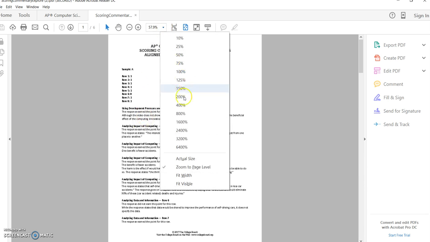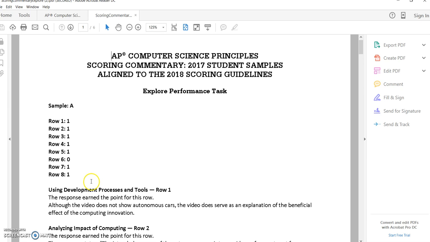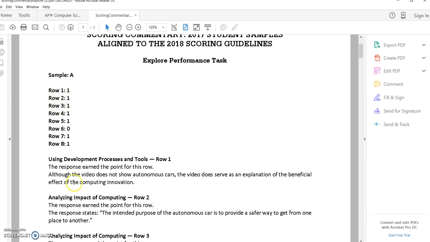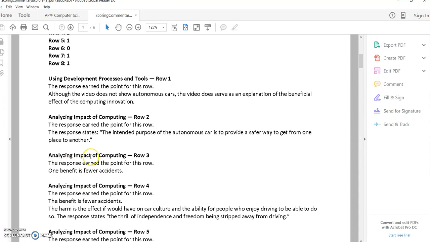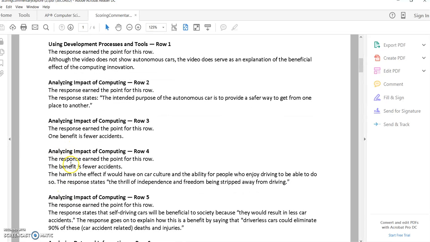they're saying about that. If I zoom in here a little bit, you can see this person got the point for row 2. And it says the response states, quote, the intended purpose of the autonomous car is to provide. So they put very plainly the intended purpose in their response. That's what the scorer was looking for. In row 3, they were looking for the impact, and they had a benefit is fewer accidents. In row 4, they were looking for a negative or a positive, and the harmful effect is it would have on car culture and the ability of people.